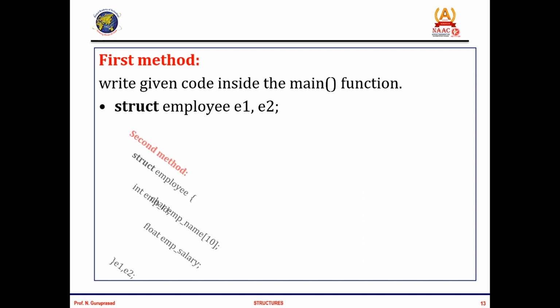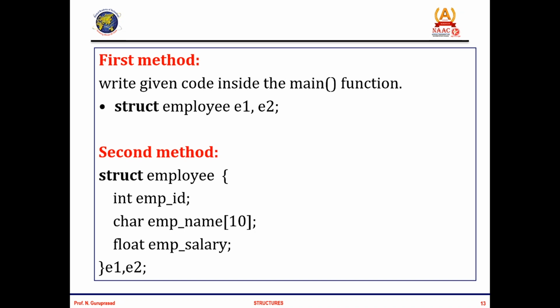So this is the first method of declaring the variables. The second method is to declare the variables at the time of defining the structure itself. Look at the last line of the slide: instead of having the curly braces followed by a semicolon, you can have those structure variables E1 and E2 separated by a comma in between the closing curly brace and the semicolon. So this is the second way of declaring the structure variables.